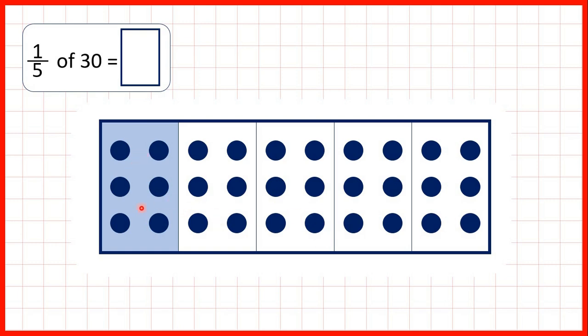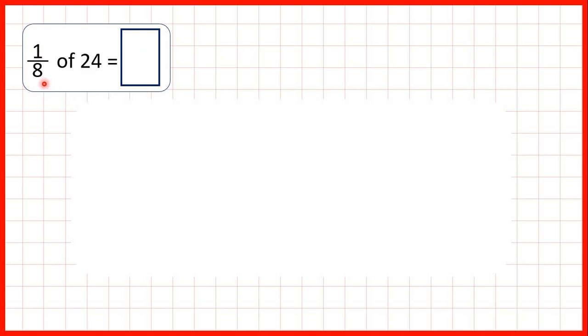you can see that we have 6 counters in each of our fifths. So we got our answer by dividing 30 by 5 to get 6. That told us how many counters were in each of our fifths, and because we were only finding 1/5, our answer was 6. Finally, we had 1/8 of 24.